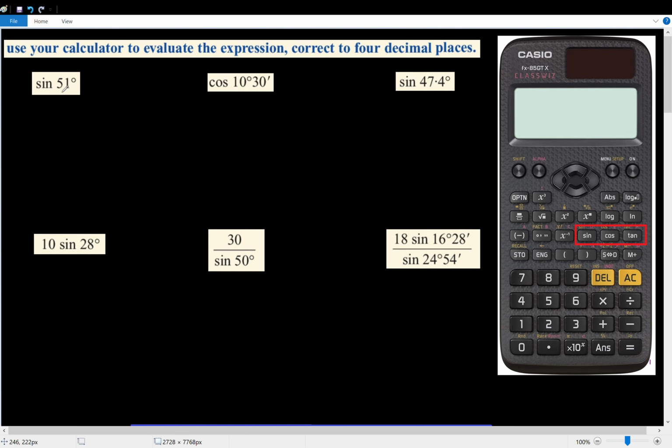The first one is relatively straightforward. We're asked for the sine of 51 degrees. To do that, we're just going to press sine. When we do that, our calculator will put a sine on the top here and an open bracket. We're then going to press 5 and 1 to put in 51, and then close our bracket off by pressing the close bracket button. So on our screen we should see sine bracket 51 close bracket. We then press equals.